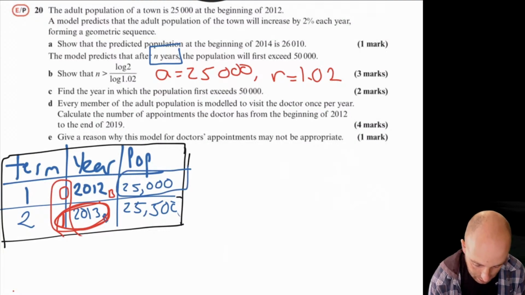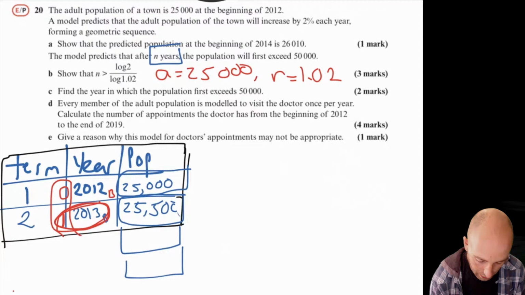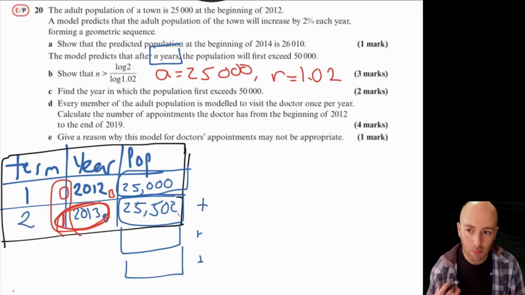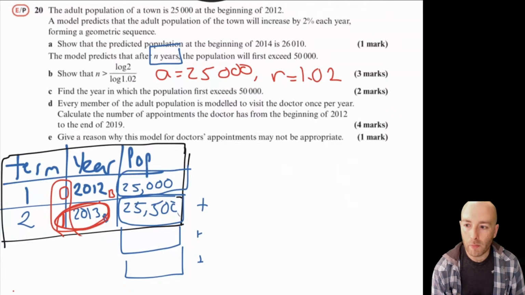In the second year, 25,500 people are going to go to the doctors. So this time we are summing, we're adding all of these up to find the total number of appointments from the beginning of 2012, so that's from here, till the end of 2019.